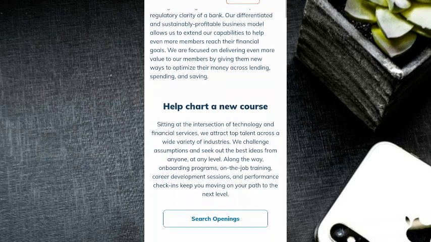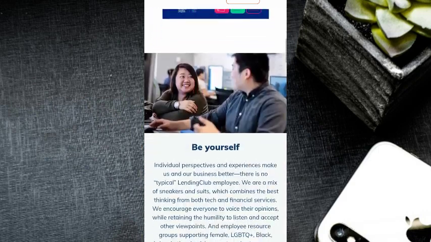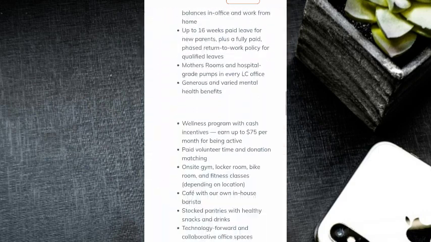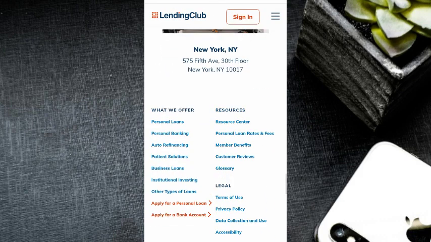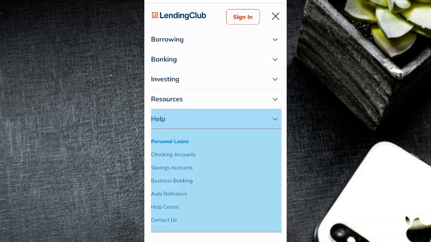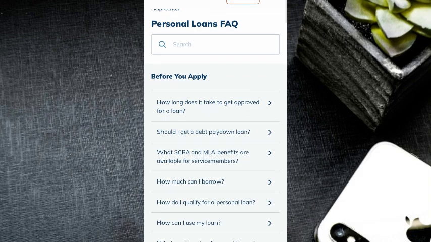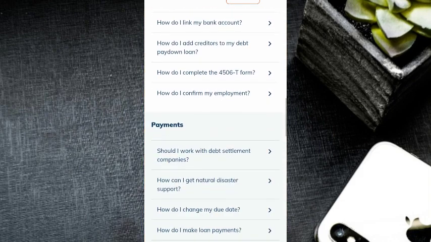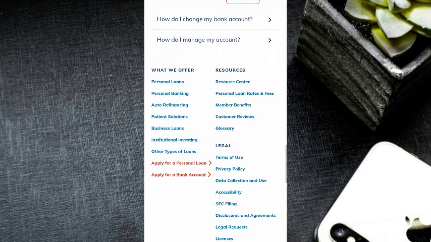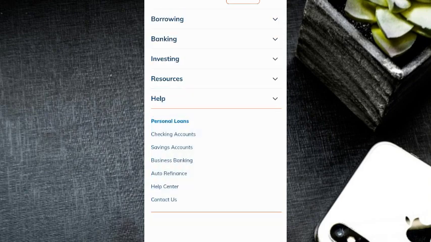A CD, on the other hand, locks in your money for a set period, such as 6, 12, or 24 months. In return, you usually earn a much higher fixed interest rate. The trade-off here is that you can't withdraw. If you withdraw before the CD matures, then you'll likely face an early withdrawal penalty.